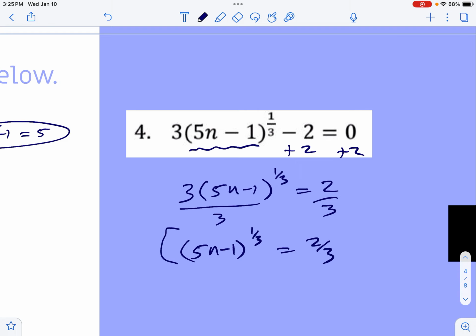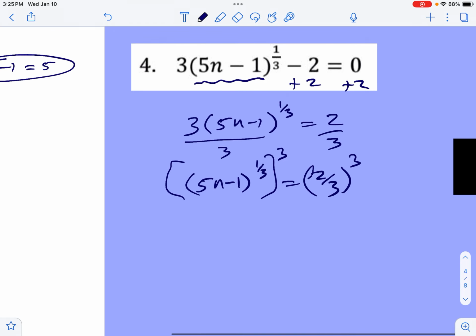Okay, so what I've got to do is get that to be 1. I want to get rid of the 1/3. So I'm going to multiply it by 3 because 3 times 1/3 is 1. So I'll take that to the 3rd power also. That's no different than the cube root of 5n minus 1. Well, to get rid of a cube root, you would cube it. That's an inverse operation, so kind of the same thing anyway. So the 3 cancels out the 1/3 because 1/3 times 3 is 1.